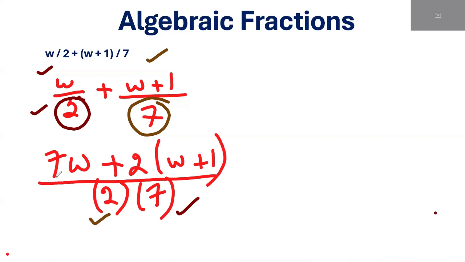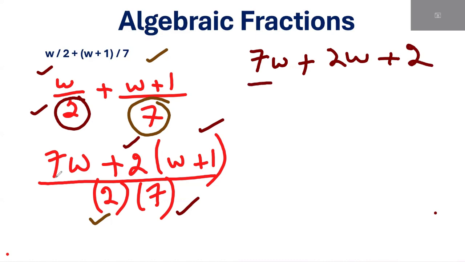Next step. 7w. Now we are going to open this bracket. 2w plus 2. When the bracket is multiplied with 2, you're going to get 2w plus 2, whole divided by 2 sevens are 14. Next step.